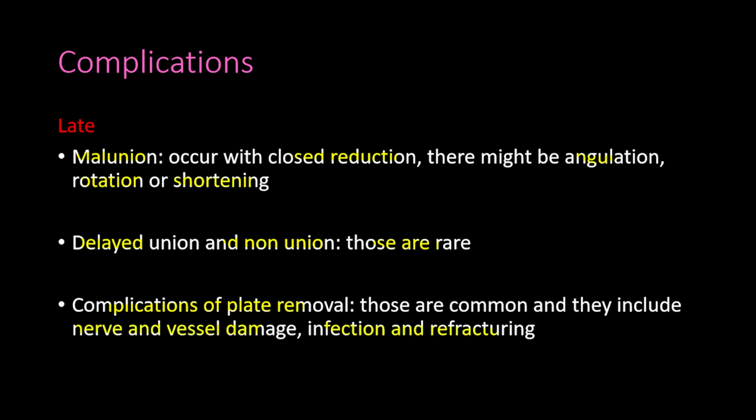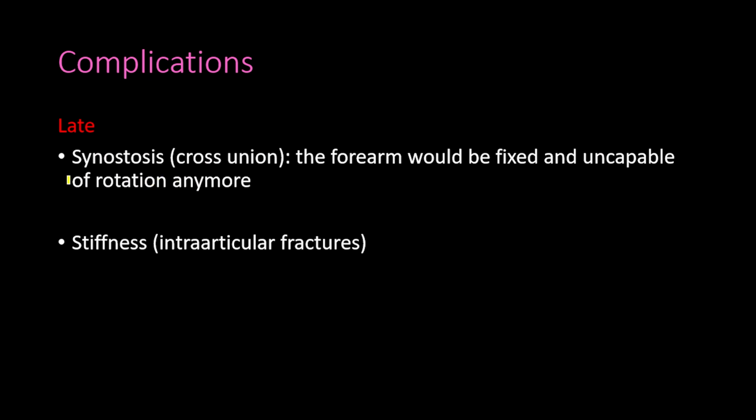Late complications also include synostosis, which is cross-union of the radius and ulna, leading to fixation of these bones, and this means that rotation of those bones like pronation and supination would be impossible. And the final complication is stiffness, and stiffness occurs because these fractures are intra-articular fractures.